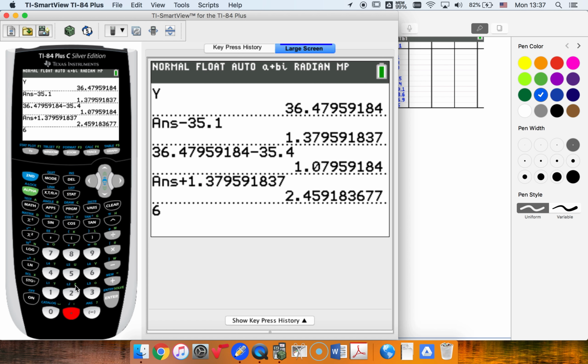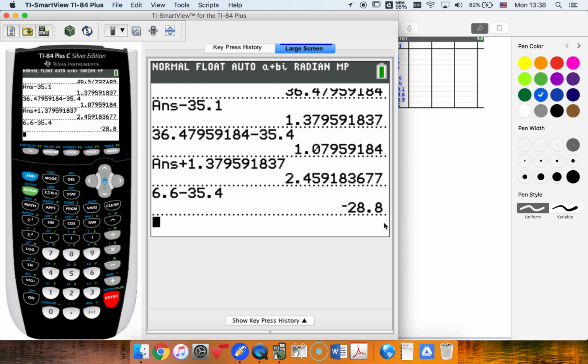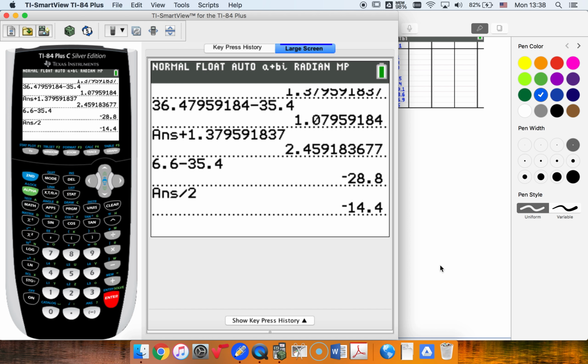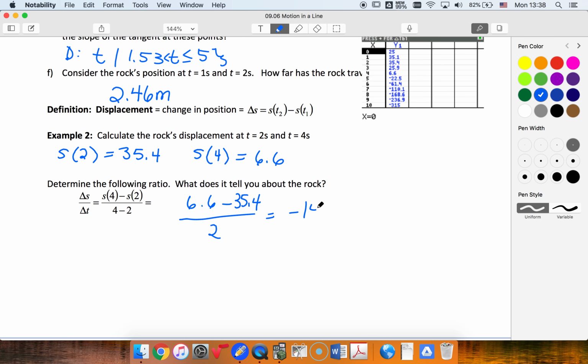So 6.6 minus 35.4, negative 28.8, divide that by 2, and we get negative 14.4. If I think about units here, this is meters per second. This is our average speed between 2 to 4 seconds. So this is the average speed.